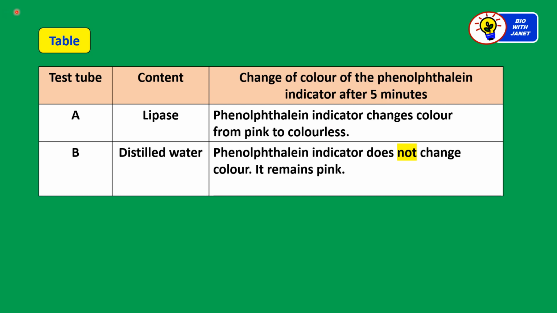And here our result is that when lipase is added, the phenolphthalein indicator changes color from pink to colorless due to the production of fatty acids after the digestion of lipids. Fatty acids will cause the mixture to be acidic, and then the phenolphthalein indicator will turn from pink to colorless. But without lipase, there's no reaction. The phenolphthalein indicator does not change color and it remains pink. So MV here, RV here.